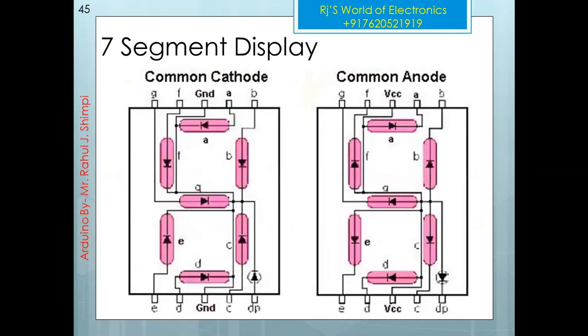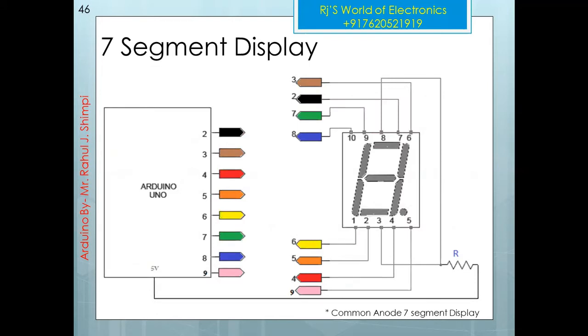Now let us see the details of the circuit connection. In the circuit diagram, a common anode type of display is used, so the common pin has to connect to the 5 volt. Segment A is connected to digital pin 2 of Arduino. Segment B is connected to digital pin 3 of Arduino. Segment C is connected to digital pin 4 of Arduino. Segment D is connected to digital pin 5 of Arduino. Segment E is connected to digital pin 6 of Arduino.